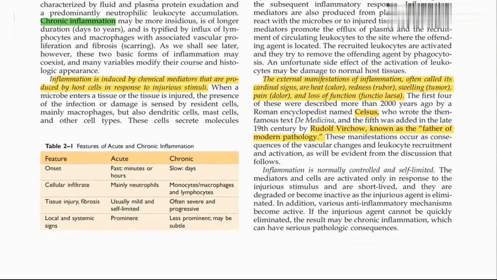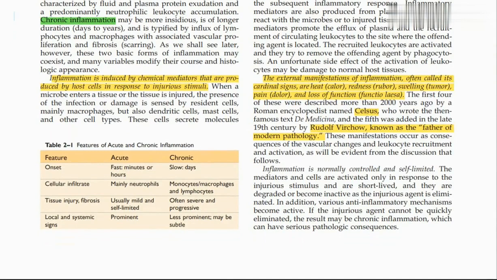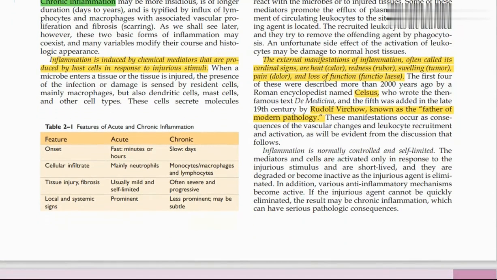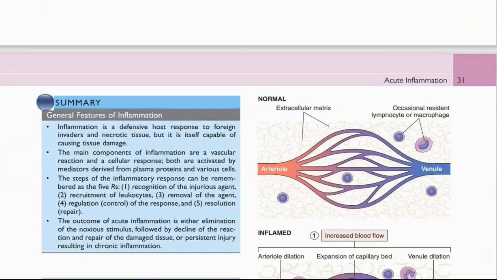Inflammation is a self-controlled and limited process, and the mediators and cells are activated only in response to the injurious stimulus and are short-lived. So, this response is ended after the removal of the pathogen, either because the mediators of the inflammation are short-lived or because the anti-inflammatory reactions initiate after the removal of the pathogen.